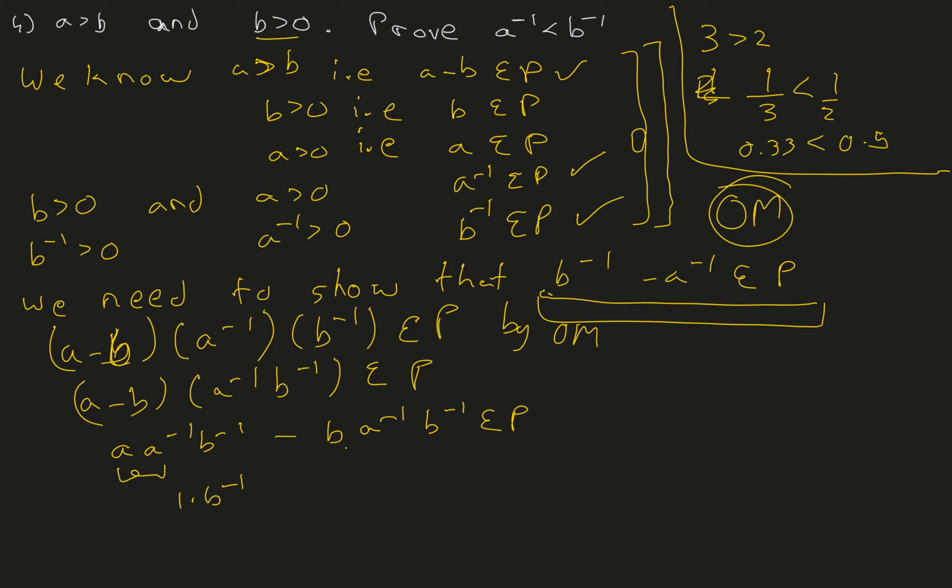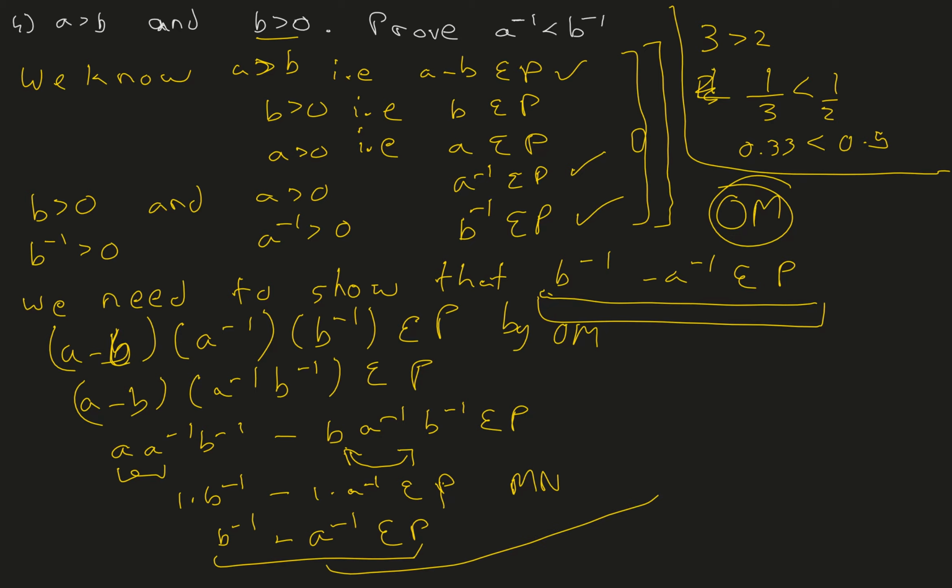And if you use the fact that multiplication is commutative in fields, we can exchange the places of B and A inverse, and we get that B times B inverse is also 1. So we get 1 times A inverse, and 1 times B inverse is B inverse by the fact that 1 is a multiplicative identity. By the multiplicative neutral, we get that B inverse minus A inverse is also in P, and this looks exactly like what we needed to show, and therefore we're done with the proof.